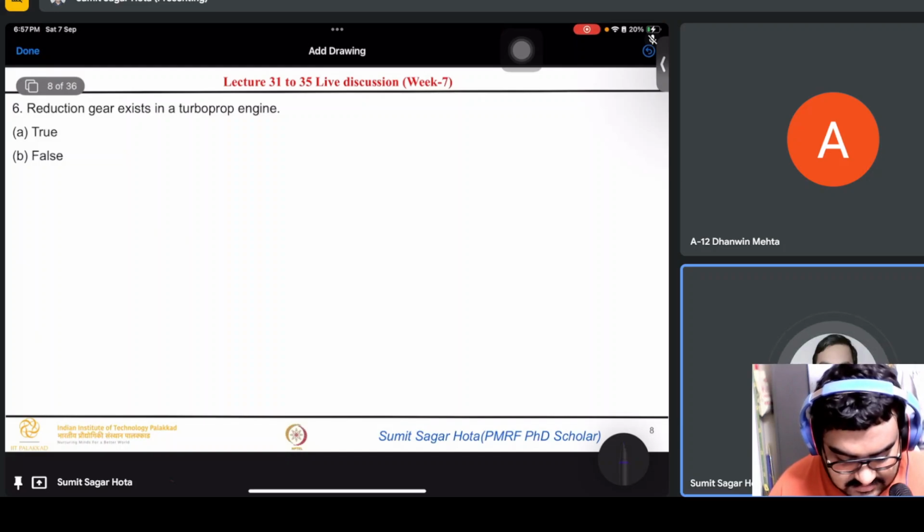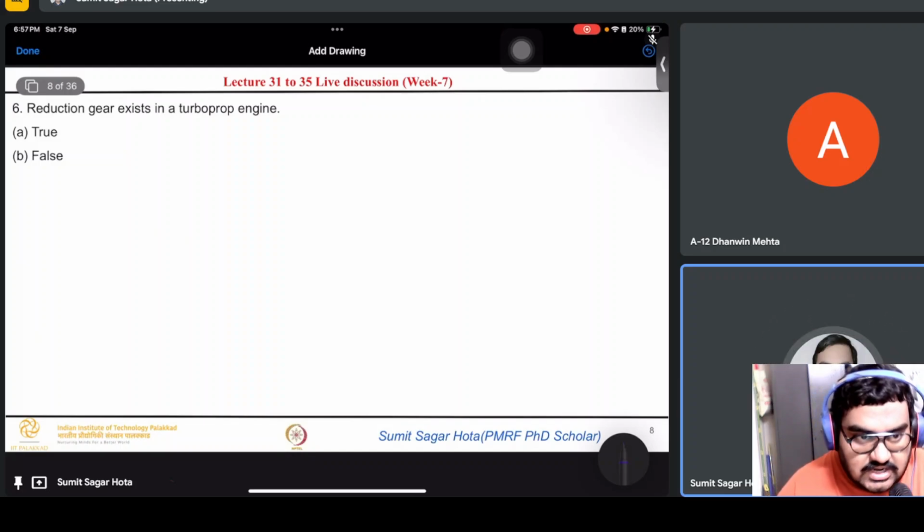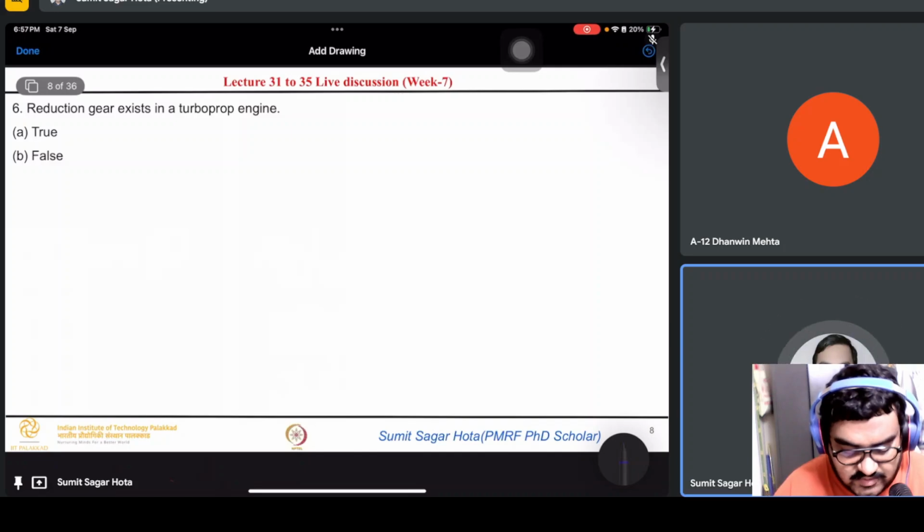It's actually a true statement that there exists a reduction gear in the turboprop engine. What does this reduction gear do? This gear mechanism will either increase or decrease the speed of the propeller. Obviously, here we don't want to decrease the speed, we want to increase the speed of the engine. So for that, reduction gears are there, meaning 5:1, 1:5.